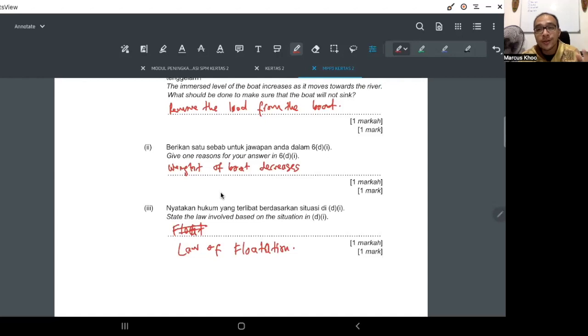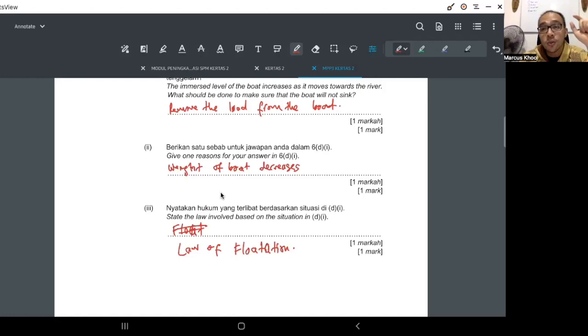Archimedes' law says the buoyant force equals the weight of the water displaced. We're not really talking about buoyant force, we're talking about the floating law. We want to make it float. The law of flotation is covered very briefly in chapter 2 in form 5. It says that if the weight equals the buoyant force, then it will float. We want it to float, we don't want it to sink, because the law of flotation also says that if the weight is more than the buoyant force, then it will sink, which you don't want.